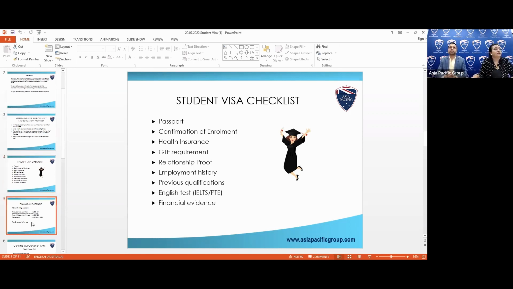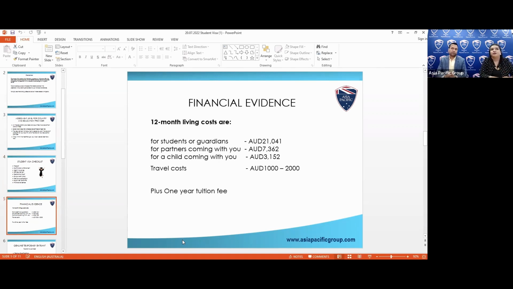Okay, financial evidence. First of all, a lot of students ask how much they need. We need at least 12 months of living expenses, even if your course is a 3 year or 2 year course. The minimum requirement for 12 months of living expenses for the main applicant, the primary applicant, is $21,041. If you have a spouse, then they need to show an additional $7,362. And per child, we need $3,152. And for travel costs, if you are already in Australia, you need to show $1,000 per person.